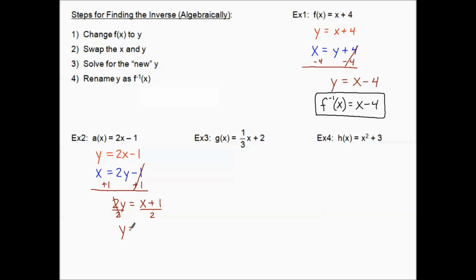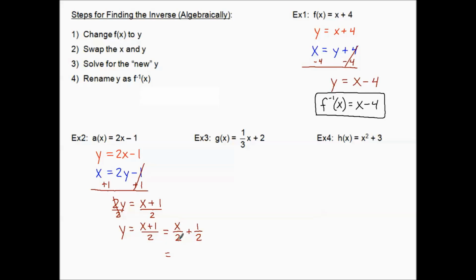And now I have y equals, y is all by itself, (x plus 1) all divided by 2. Now, this is a fine answer for our inverse, I suppose, but sometimes we want to be graphing our inverses, and if we keep it all as one big fraction, it might not be the easiest thing to graph. So one thing I might do is separate this single fraction into two individual fractions, x divided by 2 and 1 divided by 2.